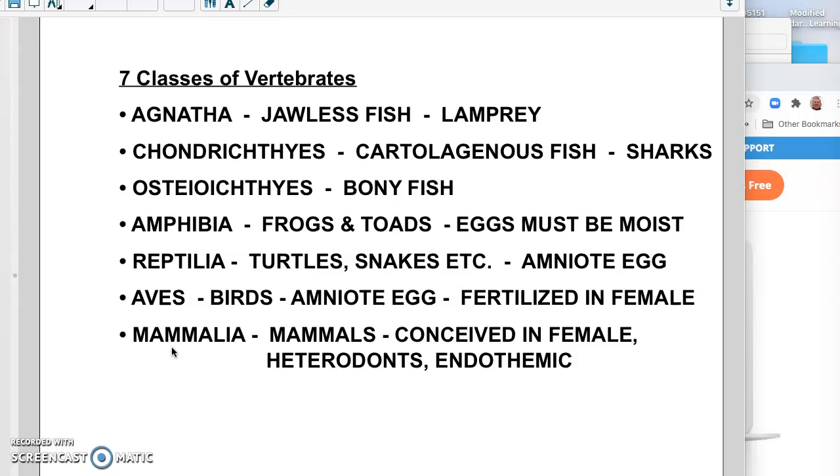Today is Thursday, and today we're going to do another classification activity. Today we're going to look at 7 classes of vertebrates, and a vertebrate is an animal that has a spinal cord that is surrounded by cartilage or bone.